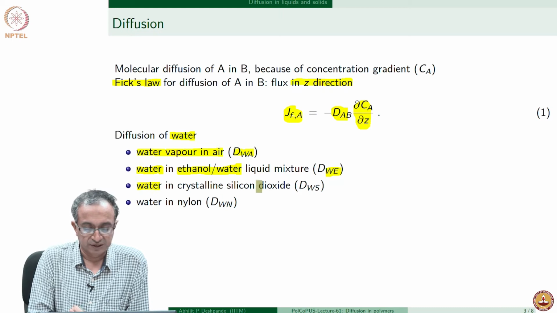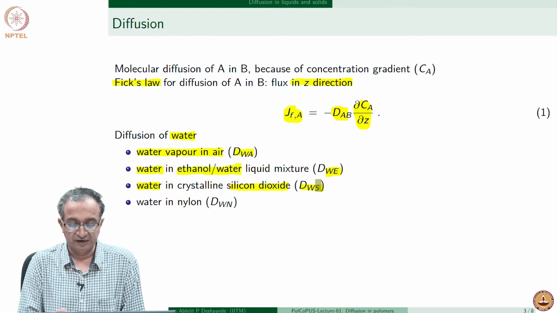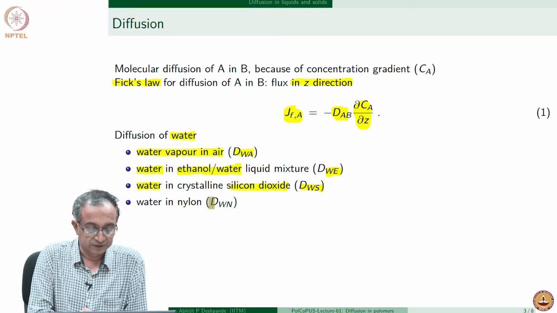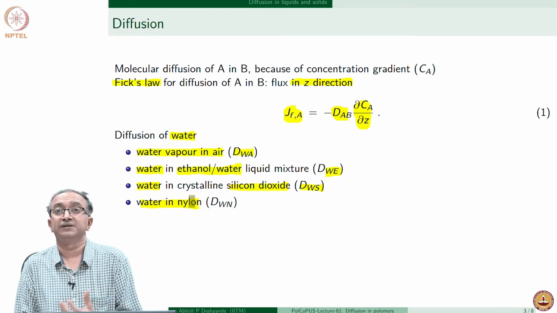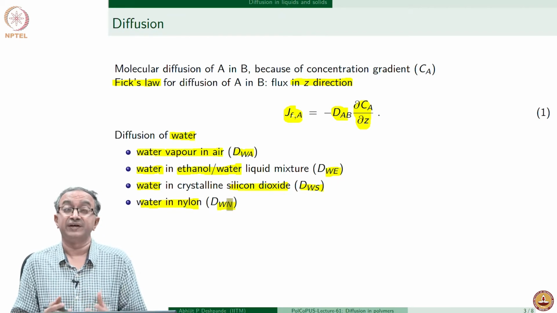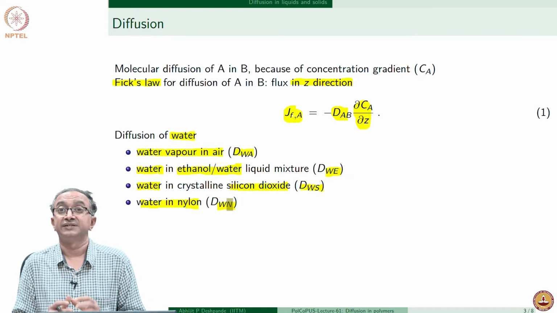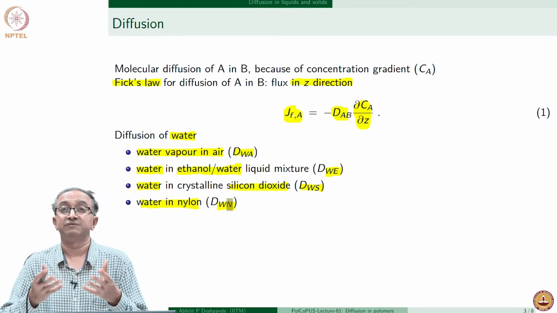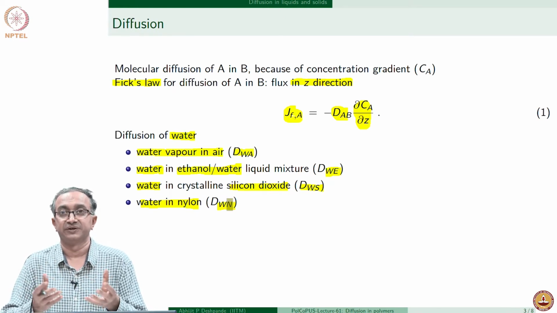We can talk in a solid, let us say crystalline silicon oxide, and then we will have the diffusivity of water in quartz, or silicon oxide. We could also then talk, for the purpose of this course, about what will be of interest, the diffusivity of water in a polymer like nylon. And so, each of these is a different phase. There are different sets of interactions between water and the surrounding molecules, and since we are talking about the chemical potential of each species, interactions between these different molecules have a huge influence on how the diffusion coefficient differs.